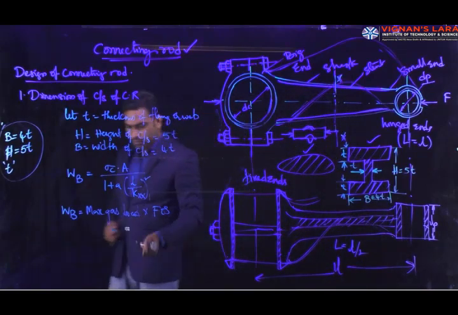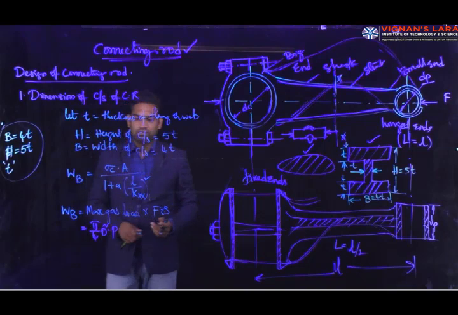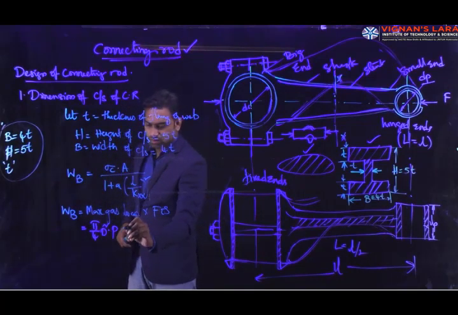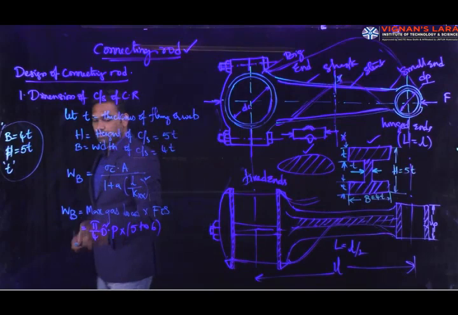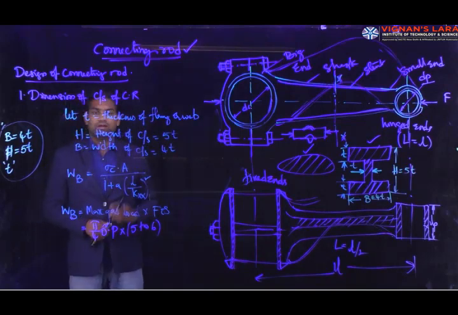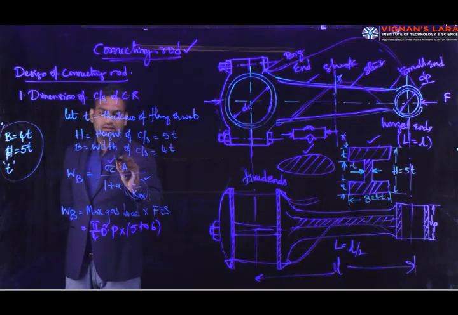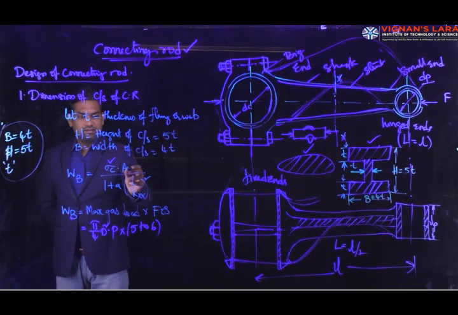The maximum gas load is calculated using pi by 4 D square into P, where capital D is the diameter of the cylinder or piston, and P is the maximum gas pressure acting. The factor of safety is taken as 5 to 6, so that I can calculate the total buckling load WB acting on the connecting rod. Sigma c is the permissible compressive stress of the connecting rod material, and A is the cross sectional area.